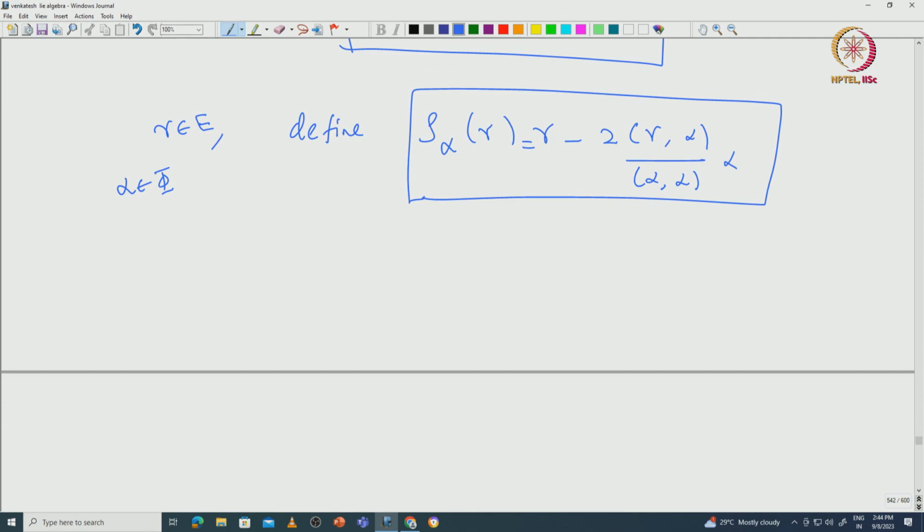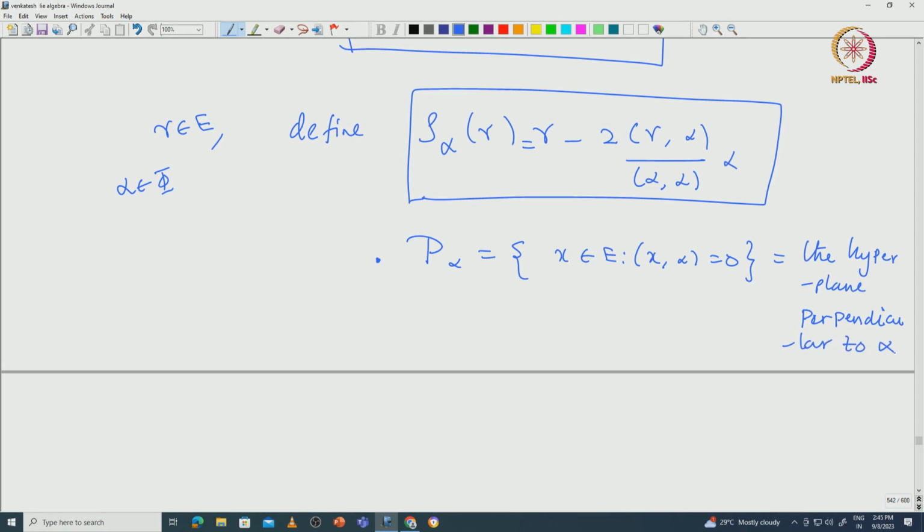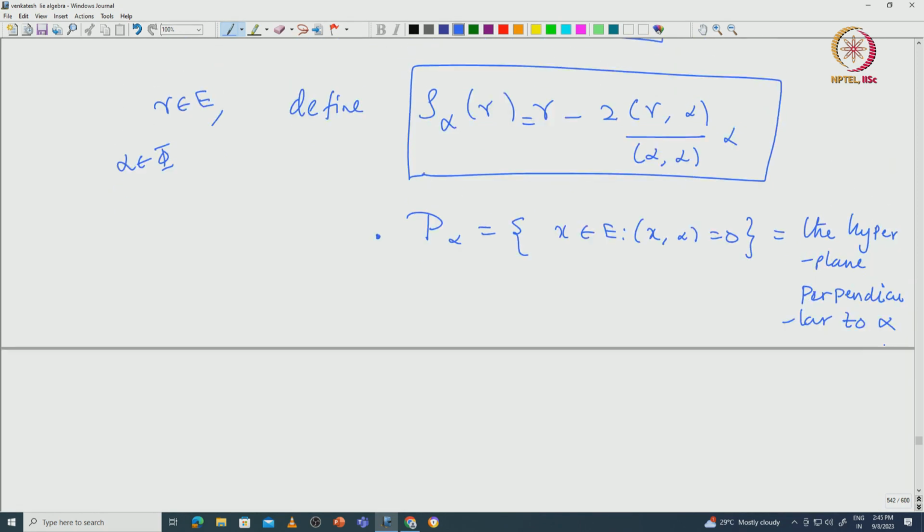What do I mean by reflection? This reflects the hyperplane that is perpendicular to alpha. Let us denote by P alpha the set of those x in E such that the inner product of x and alpha is 0. That means this is a plane, a hyperplane, that is perpendicular to alpha. Now what happens if you look at this formula star?